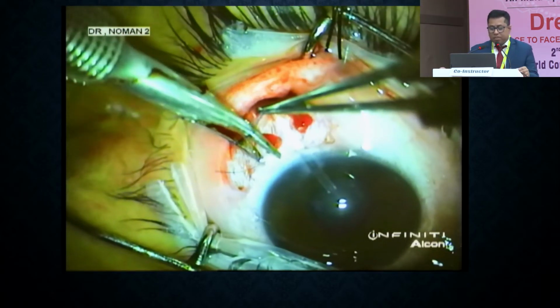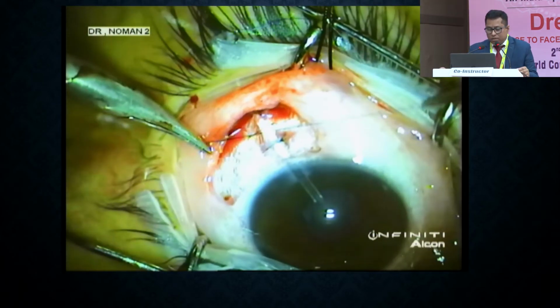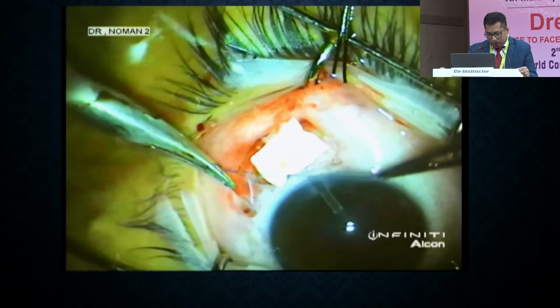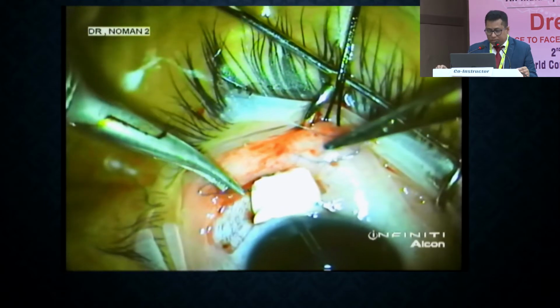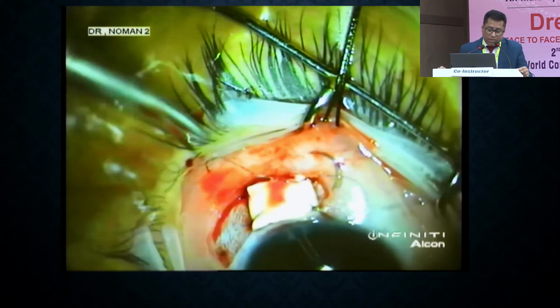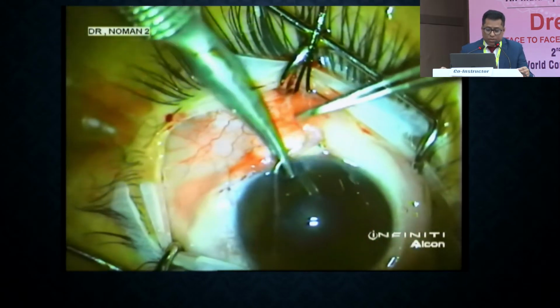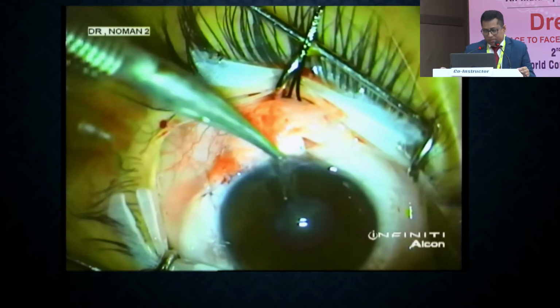So sometimes it is very important to see the depth of the anterior chamber and also the thickness of the sclera. I am just covering the tube with the Tutoplast. I like this.